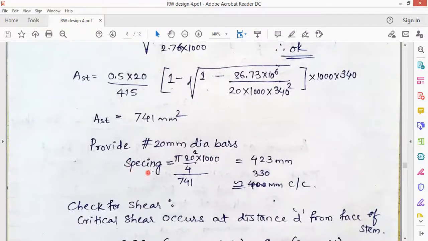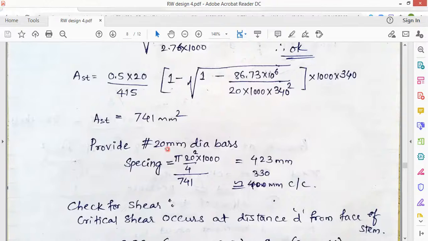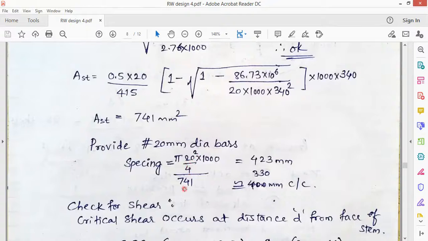So now I will calculate the spacing because it is like a slab, continuous one. So spacing of the reinforcing bars is equal to small AST divided by total AST into 1000. So it is pi d square by 4 divided by 741 into 1000, it is 423 mm. But I am going to provide a spacing of 330 mm center to center.